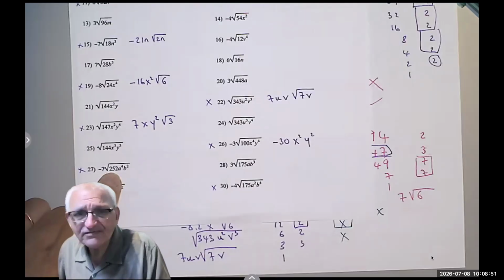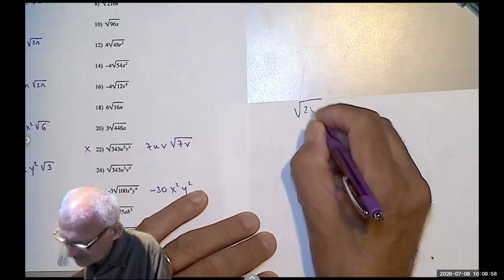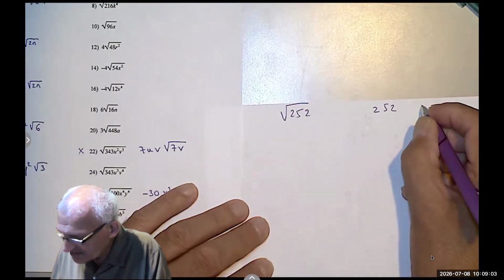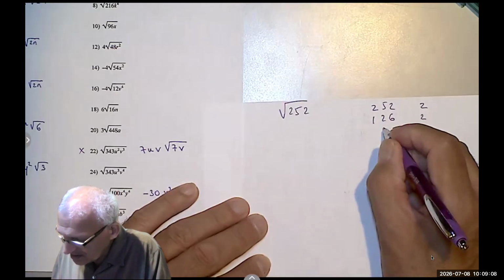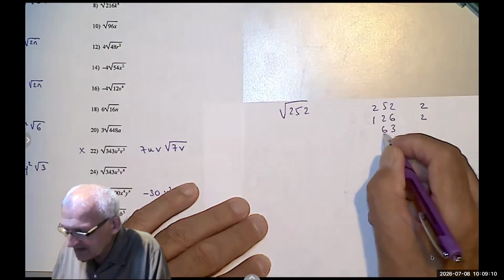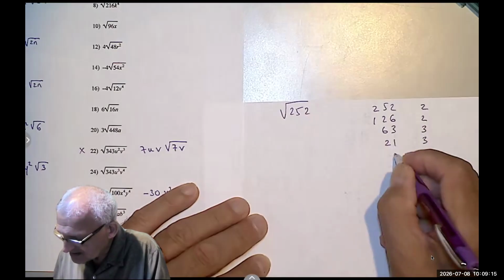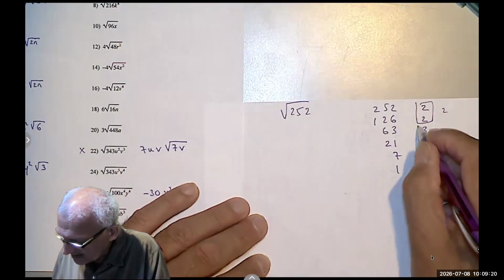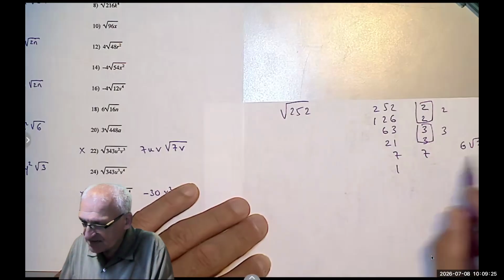27, 252. Let's do that. So if I have the square root of 252, I say 252 is even, so it's divisible by 2. 126 is even, divisible by 2. 63 is not divisible by 2, but it's divisible by 3. 21 is divisible by 3. 7 is only divisible by 7. So I have a 2, I have a 3, which is 6 root 7. So the number will give me 6 root 7.